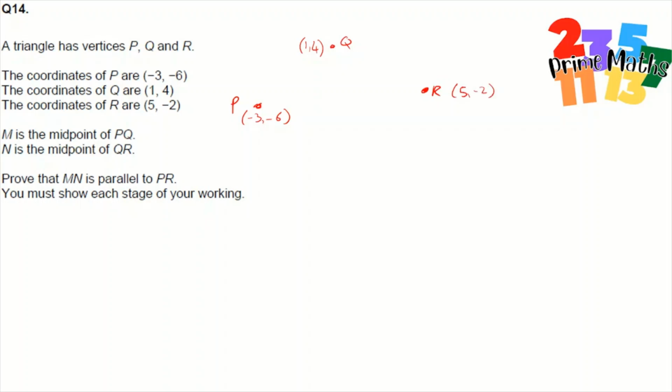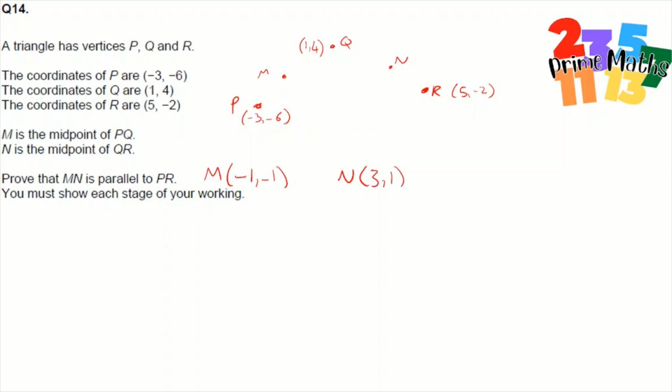Okay. M is the midpoint of PQ. And N is the midpoint of QR. Okay, it wants to know about MN and it wants to know about PR. We can work out the coordinate of M. So M is the midpoint of P and Q. So our coordinate for M is -1, -1. And our coordinate for N, being the midpoint of Q and R, is 3, 1.